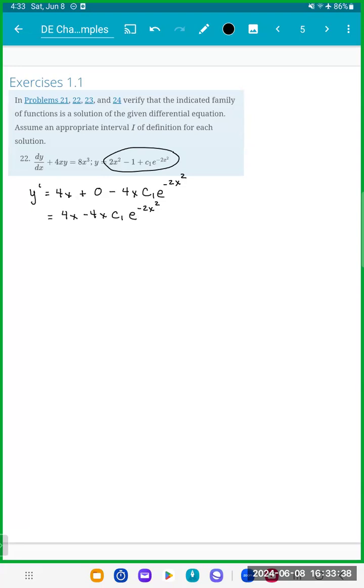Now we want to show that our derivative plus 4xy is equal to that 8x cubed. So we're going to show that y prime plus 4xy equals 8x cubed. Our y prime, we calculated that. That is 4x minus 4x C1 e to the negative 2x squared plus 4x.